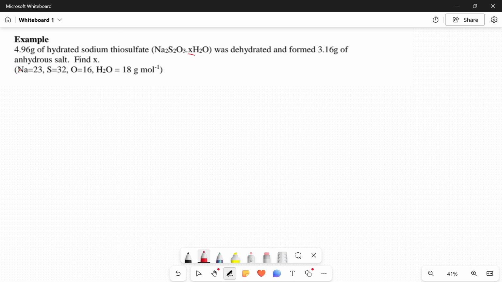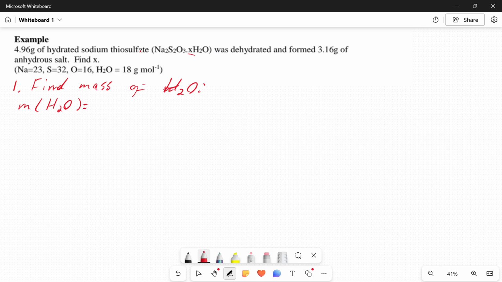Well, the first step is going to be finding the mass of this water. So step number one, find the mass of water. Let me just say H2O. How do we find the mass of water? Well, we'll say mass of H2O is equal to what?